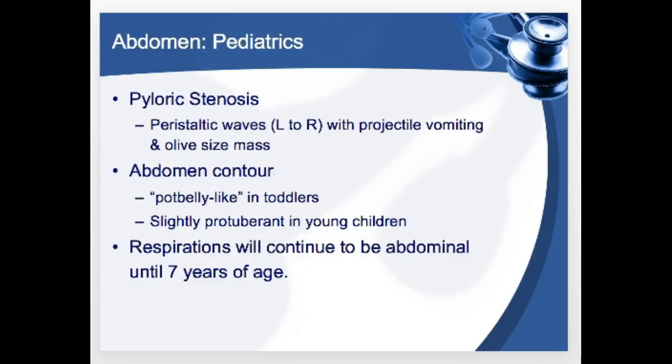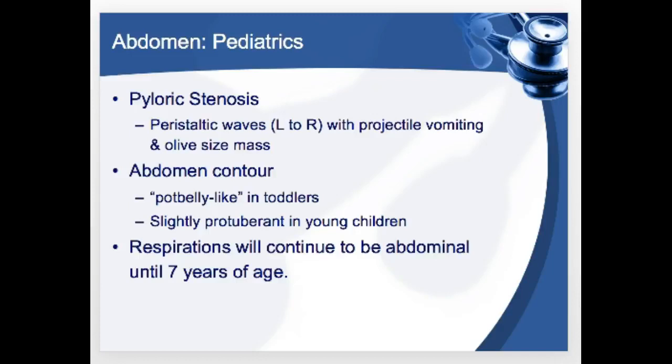Some other things with kids, the pyloric stenosis. This is often a board review question, and it's that olive-sized mass and that causes projectile vomiting. So this is when the pyloric sphincter, down at the end of the stomach, gets stenotic and can thicken up and become a mass there. So you feel that olive-sized mass, and then the child will have exorcism-type projectile vomiting. I mean, it will fly multiple feet.